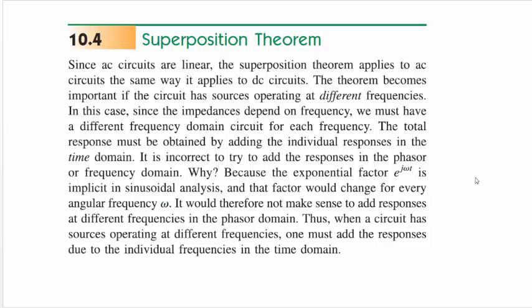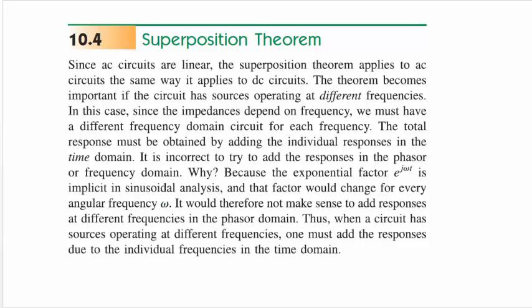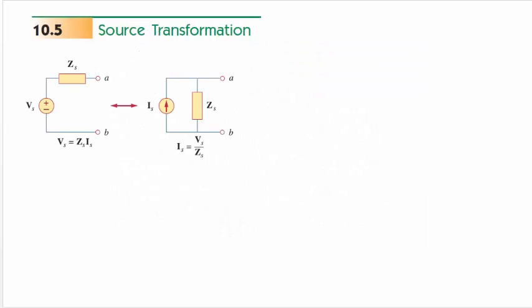Why? It says why right here: because the e to the j omega t is implied in our sinusoidal analysis, not explicitly written. So we have to go back and write things in the time domain before we can add cosine omega 1 t to cosine omega 2 t, because the omegas don't explicitly appear in our phasor analysis. So I don't need to do a superposition example. It's just the same thing that we've done before, but all with complex numbers.